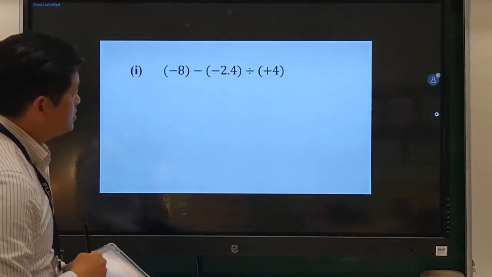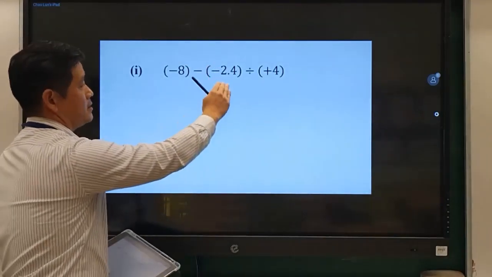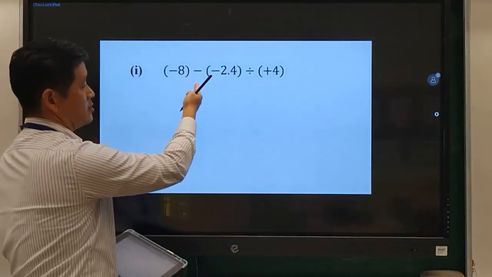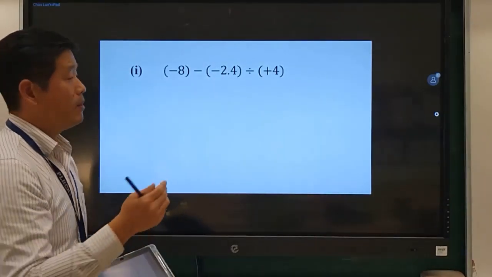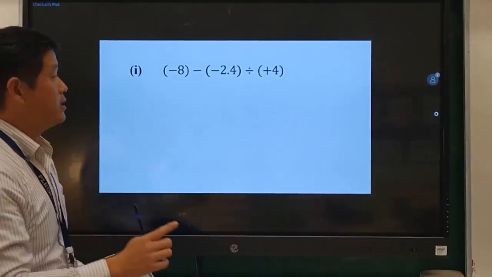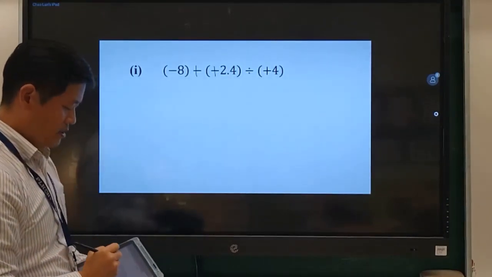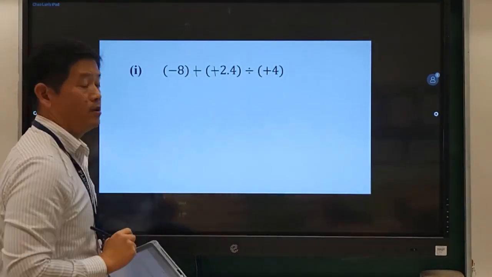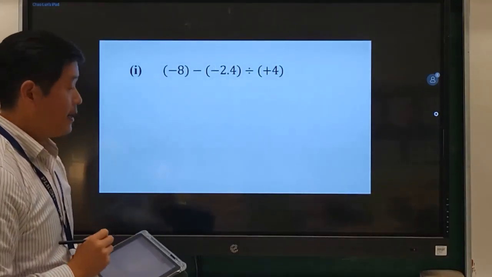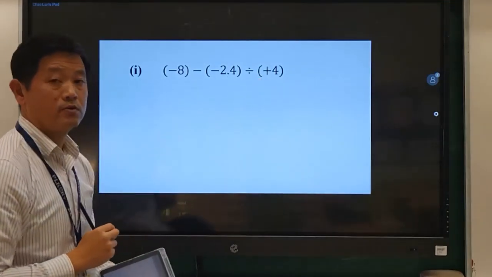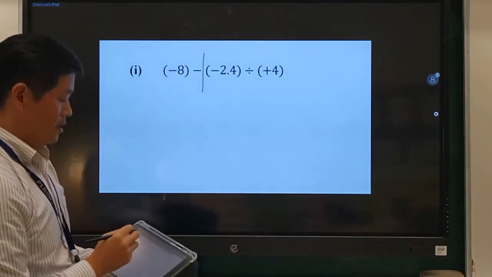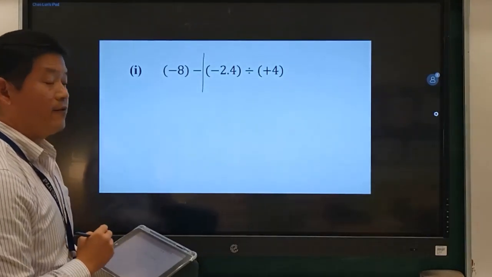Well, if I look at this question, I have negative 8 minus a negative 2.4 divided by 4. Now immediately you might think, oh yeah, I should do this first. But remember BODMAS? BODMAS says we need to do division first. Some of you changed this to a positive, then you divided, which is a no-no. So I am doing the division first. What I'm going to do is draw a line here. Negative 2.4 divided by 4.